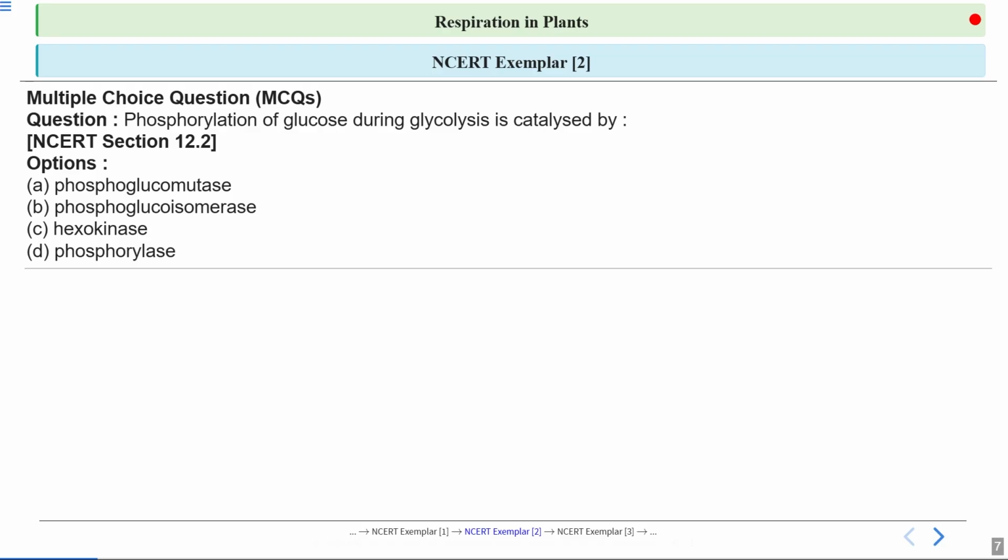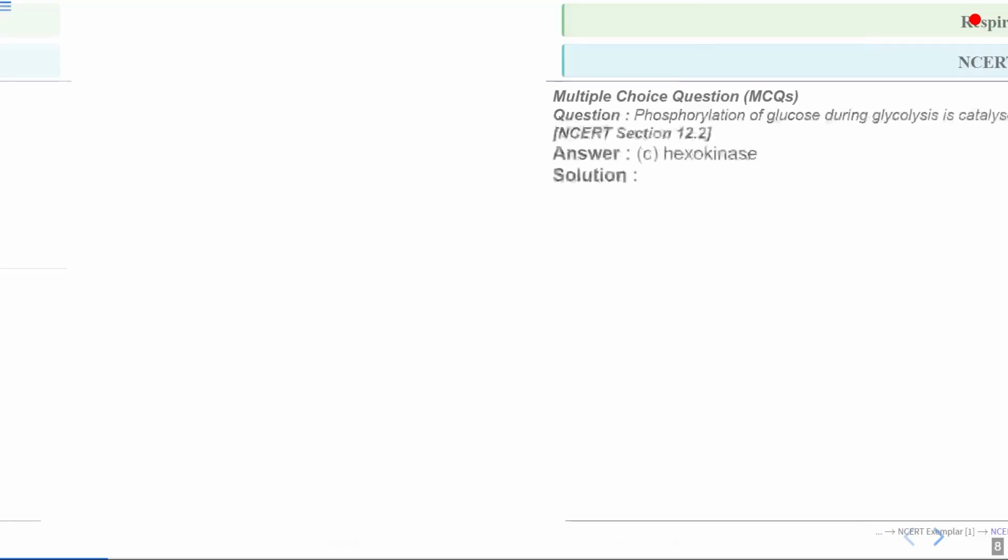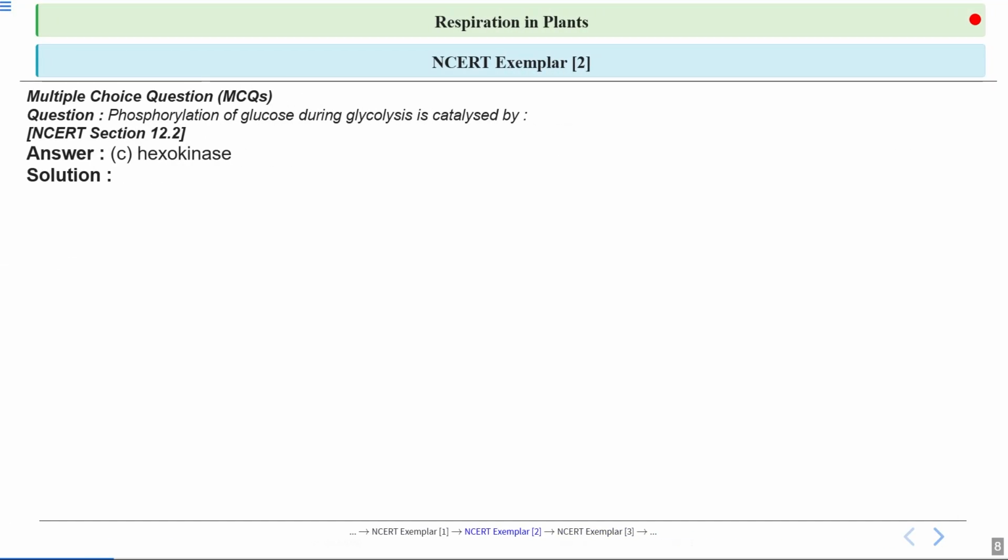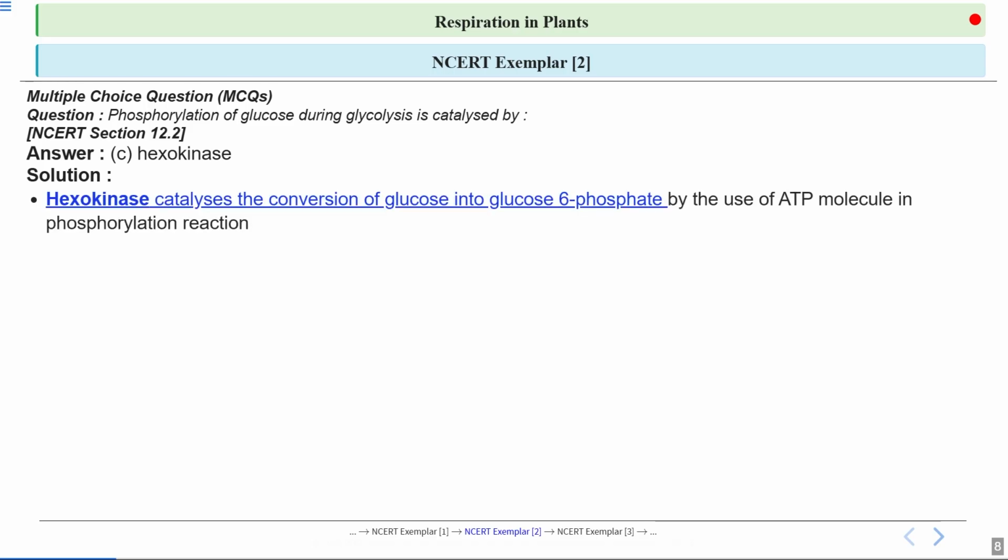So let's look at the answer. The answer is option C, Hexokinase. Hexokinase is the key enzyme that starts glycolysis by phosphorylating the glucose and beginning its breakdown for energy. It catalyzes the conversion of glucose into glucose 6-phosphate by the use of an ATP molecule in the reaction, that is phosphorylation.